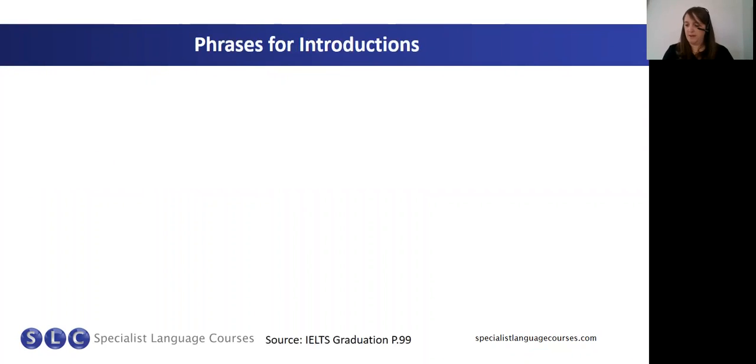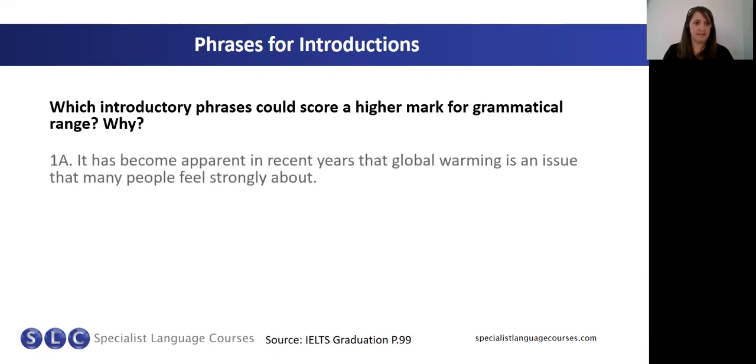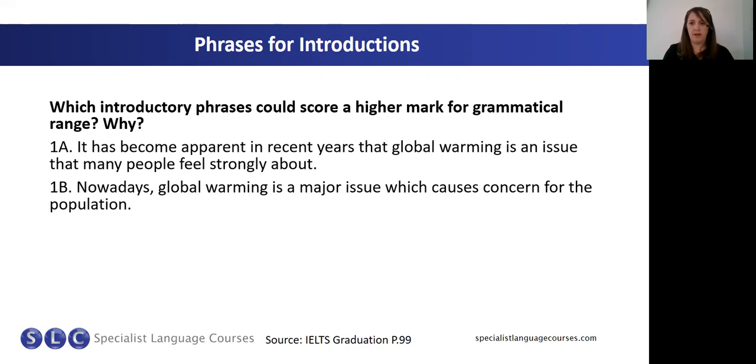So let's start by looking at phrases for introductions. I'm going to show you some pairs of sentences, and I'd like you to look at each pair and decide which introductory phrases could score a higher mark for grammatical range and why. So let's look at the sentence 1A and 1B. So write your ideas in the chat box. Which one do you think could score higher for grammatical range, 1A or 1B? Write your ideas in the chat box.